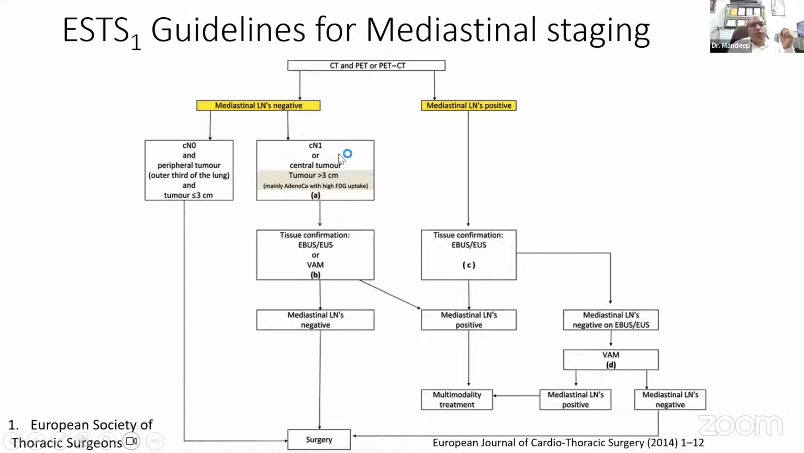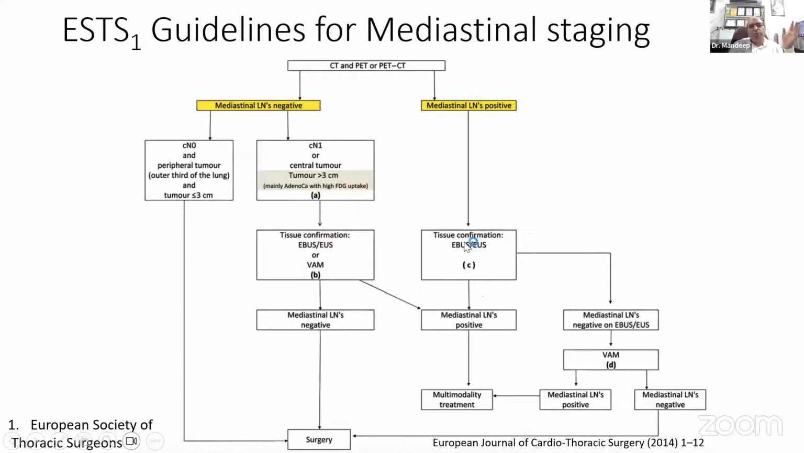However, if the tumor is N1 by CT scan, or a central tumor is there, or the tumor is more than 3 centimeters, we require tissue confirmation initially by EBUS and EUS or mediastinoscopy. If mediastinal lymph nodes are negative, we may proceed with surgery. However, if the mediastinal lymph nodes are positive by CT and PET, we definitely require tissue confirmation.